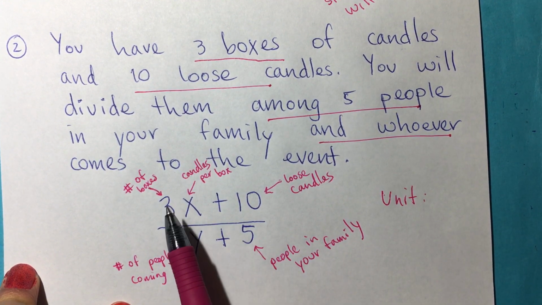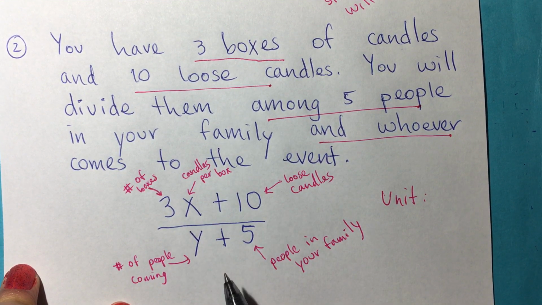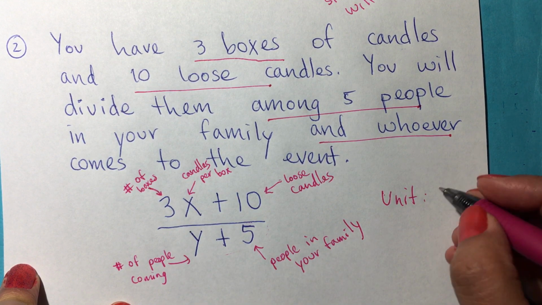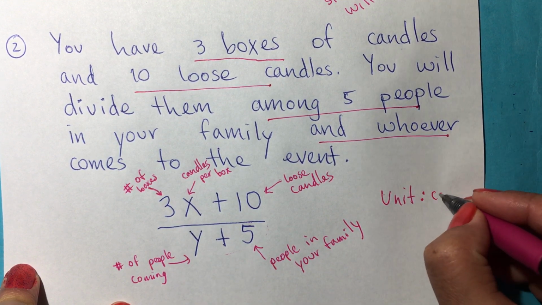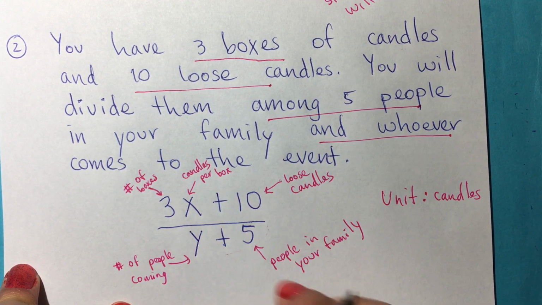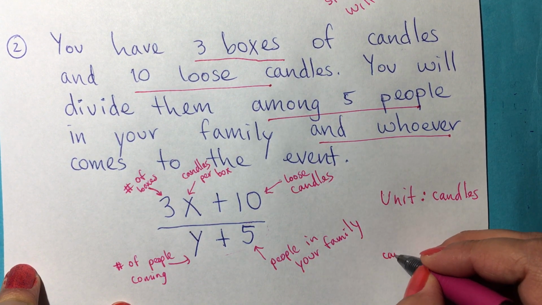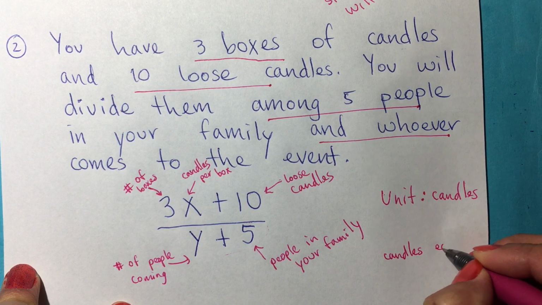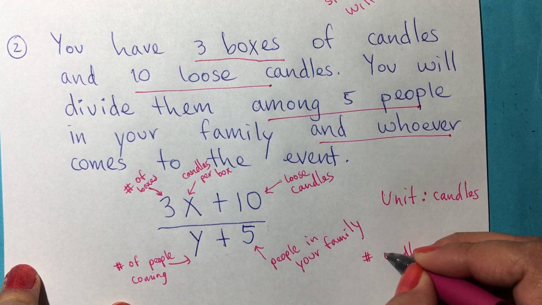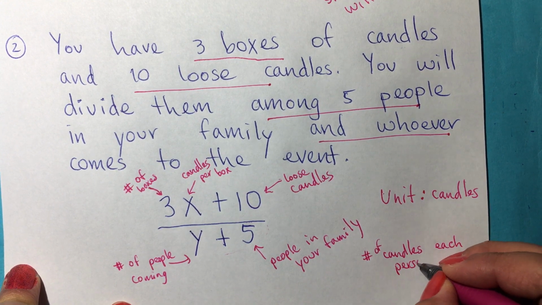But the unit, what would be the unit? Well, this is the boxes with candles plus candles, and divide among a number of people, and so it's just going to be candles that each person gets. Okay, so by dividing all of this is the candles that each person gets. And so the result would be candles each, or number of candles each person gets.